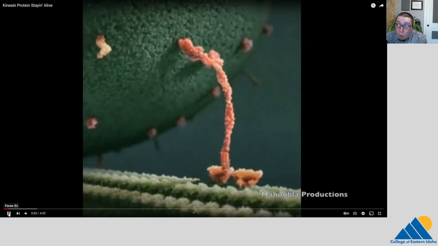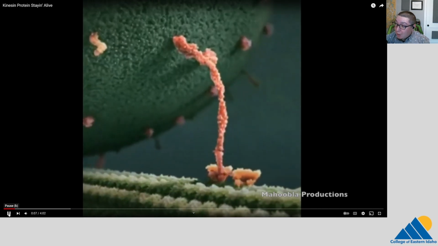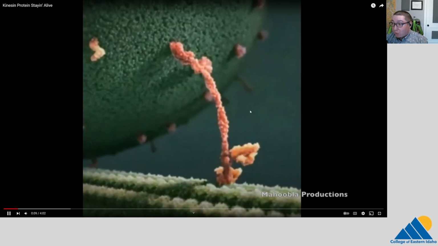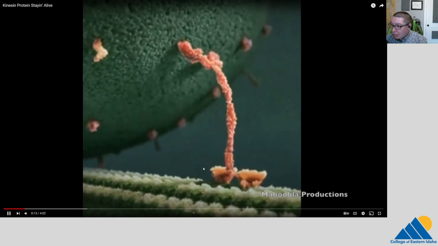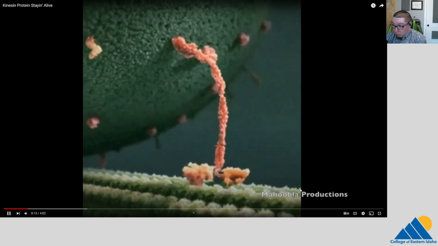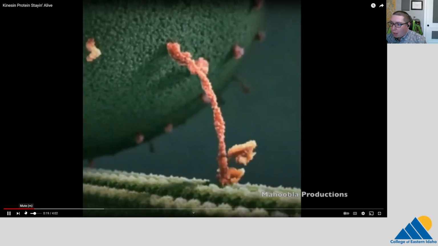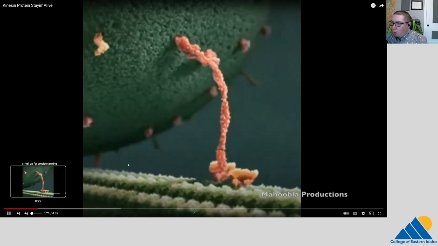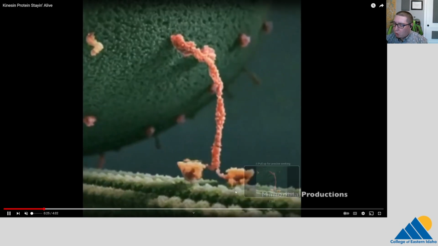All right, so this is what it actually sounds like in the cell, of course. Not really. Okay, right. This is funny. But this is actually what the motor protein does. It basically walks along the microtubule and pulls the vesicle with it. So this is a very cool way that we can move vesicles around the cell.